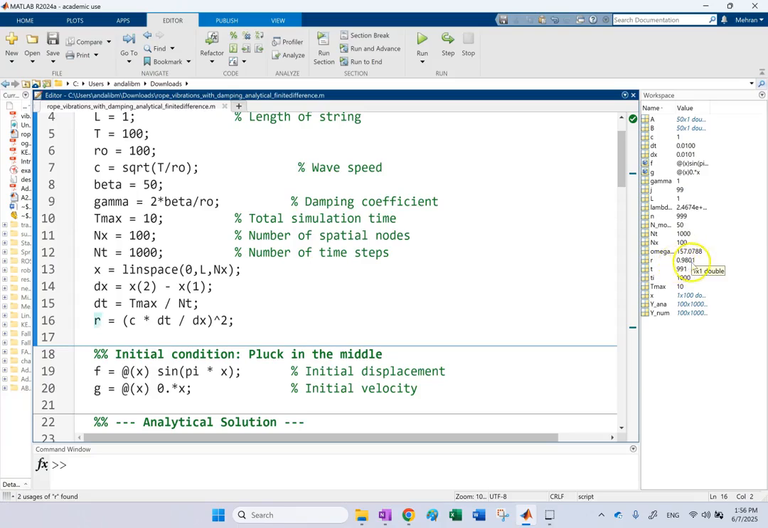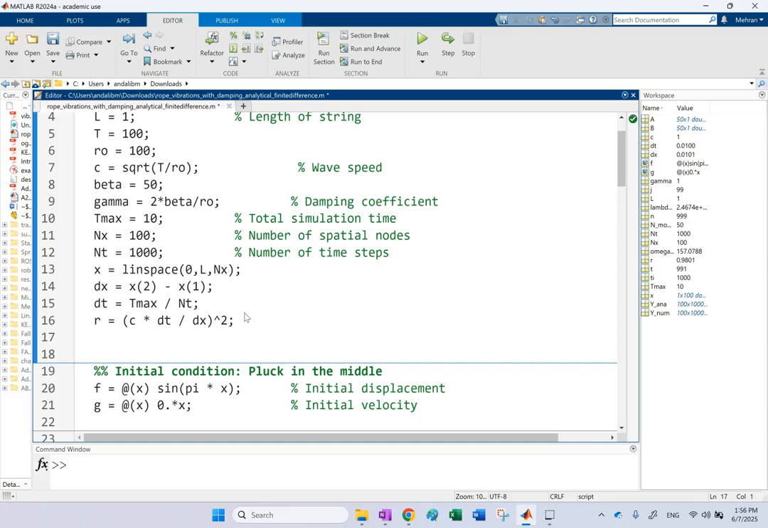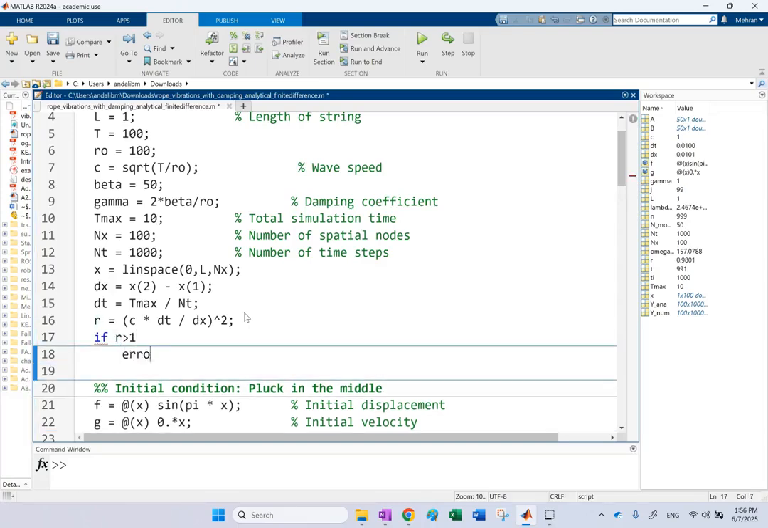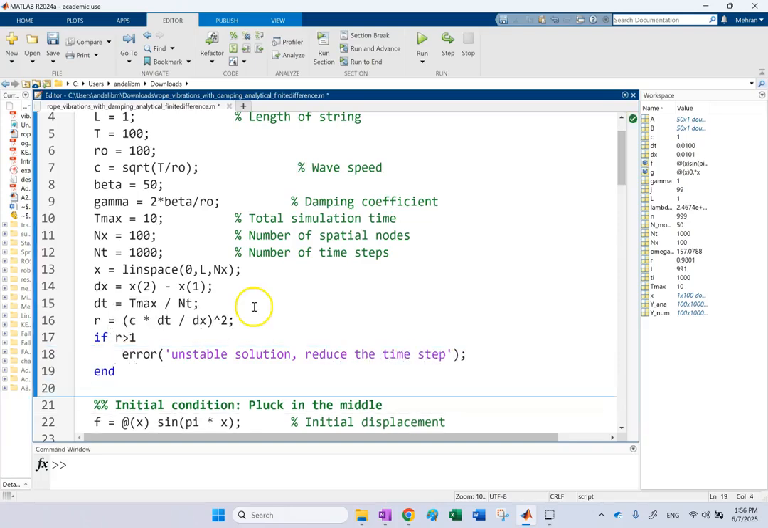If this is bigger than 1, what you need to do is to increase the number of time points or reduce the dt. If this is any bigger than 1, you have to add a check here and say, for instance, if r is bigger than 1, then error, unstable solution, and reduce the time step. So it gives you an error and doesn't run.